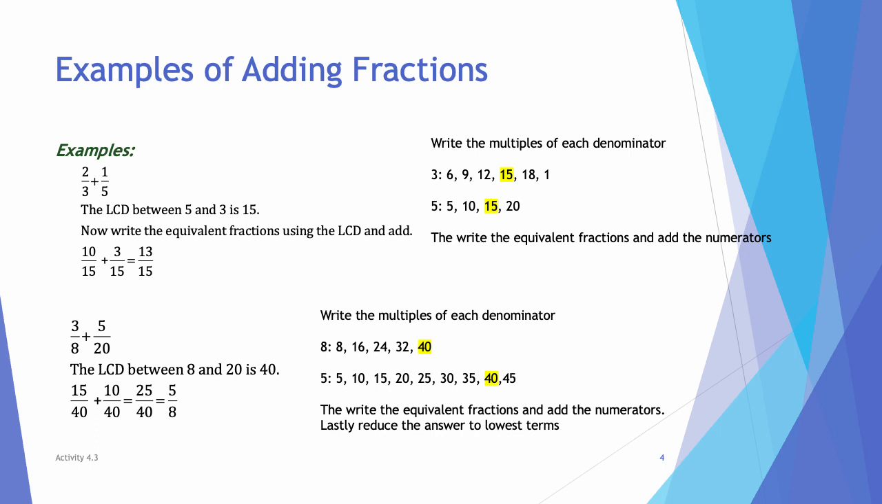The second example, I'm adding 3/8 plus 5/20. Again, I don't have a common denominator, so I would write out the multiples of each denominator and find that the lowest common denominator would be 40. Then I would write the built-up fractions, and I would have 15/40 plus 10/40 equals 25/40. Since that's not reduced, I would reduce it to 5/8.